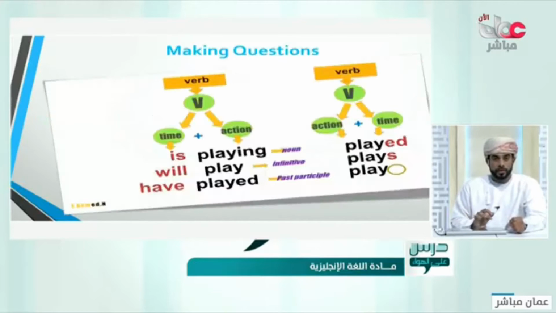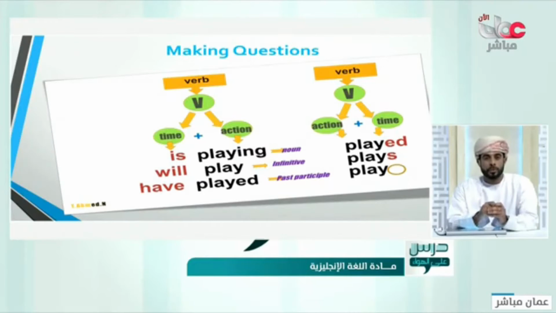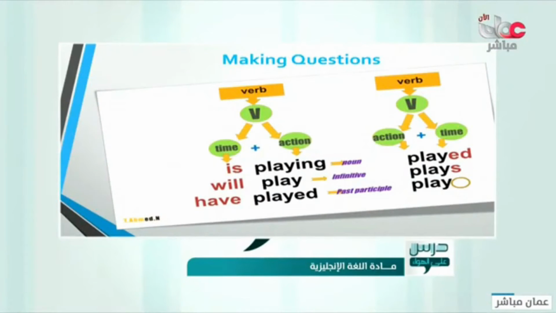Let's start with the first mistake that they go through: making questions. Making questions is sometimes difficult for students. In our last grammar revision we were talking about verbs. First of all, how to form a question. We said that every verb is supposed to have time and action, and there are two types of verbs: a verb that has the time in a separate word, and other verbs that have the time attached to it.